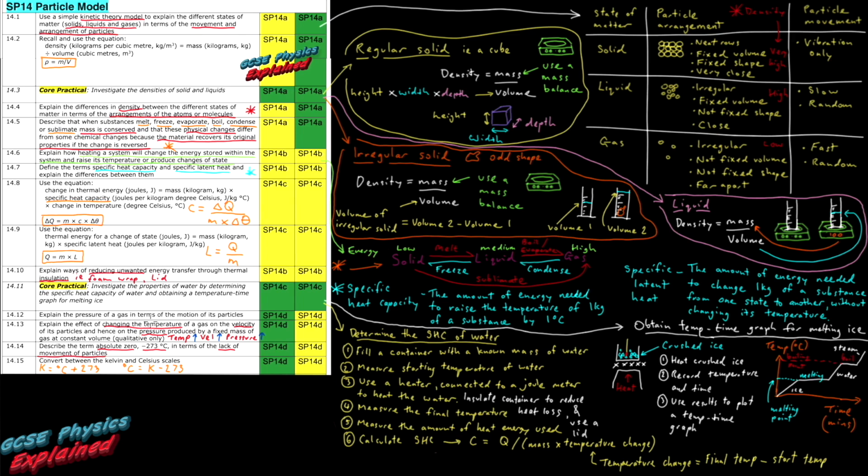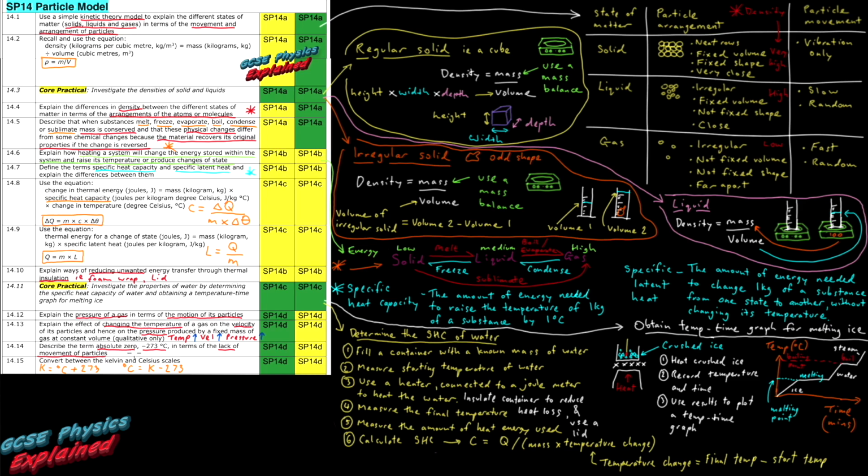Explain the pressure of a gas in terms of its motion of its particles. You just need to say that the pressure of the gas is because of the motion of the particles. Pressure is caused by collision of particles, for 1 mark. Explain the effect of changing the temperature of a gas on the velocity of its particles and hence the pressure. Well, if you increase the temperature, that's going to increase the velocity of the particles and that's going to increase the pressure. And it does say for a fixed mass of gas at a constant volume.